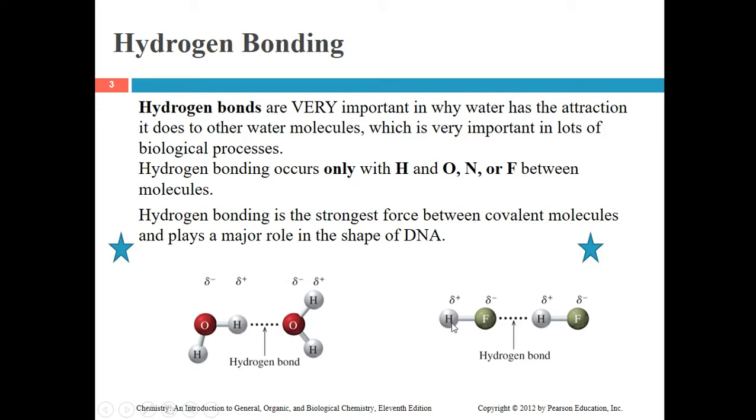Here's another example. The fluorine attached to our hydrogen here is going to be partially negative because it's going to be holding the electrons a little bit closer, and then this hydrogen of this other molecule is going to be partially positive. There will be this attraction here, and this attraction is what's called the hydrogen bond.